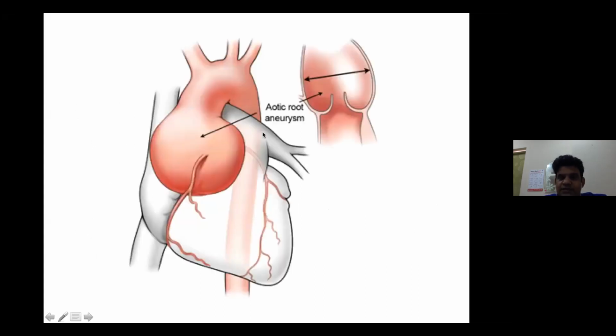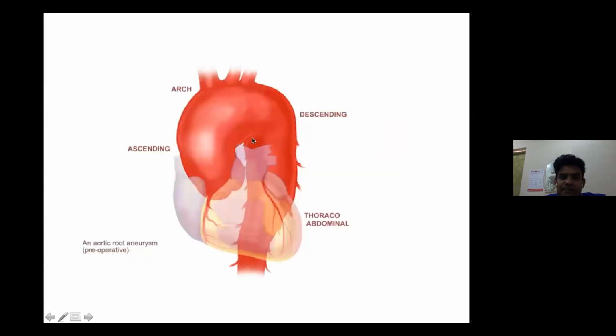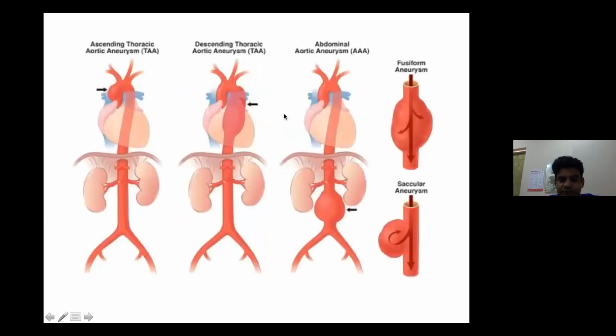Now this is how aortic root aneurysms look. They involve the origin of the coronaries and the root of the aorta right from the beginning. And this is the sinus of Valsalva aneurysm. On the right side, you can see aneurysmal dilatation of the sinus of Valsalva. And of course, we can have an aneurysm in the ascending aorta, arch, descending aorta, or involving all together.